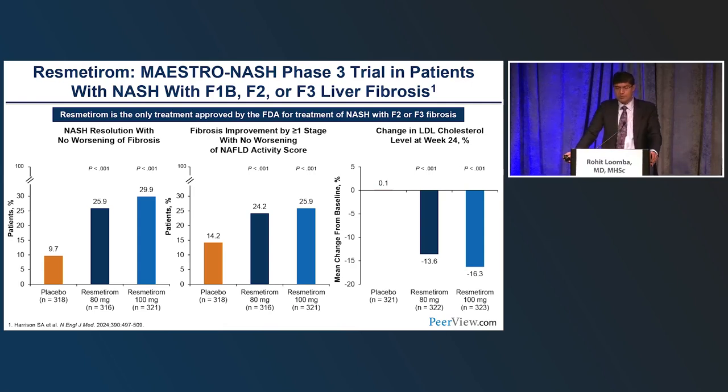Resmetirom also showed improvement in fibrosis with about 26% on 100 milligram, 24% on 80 milligram, and 14% on placebo. This drug also led to a reduction in LDL cholesterol, as shown here.